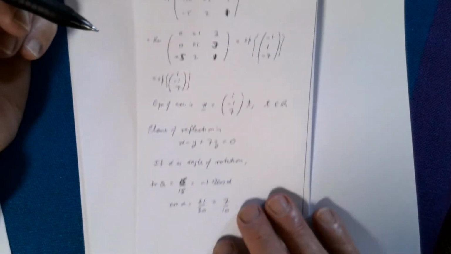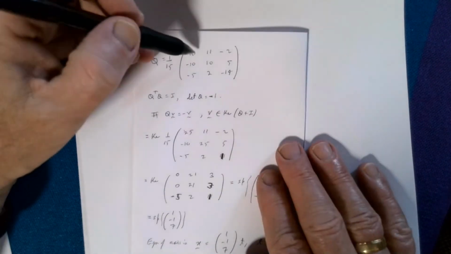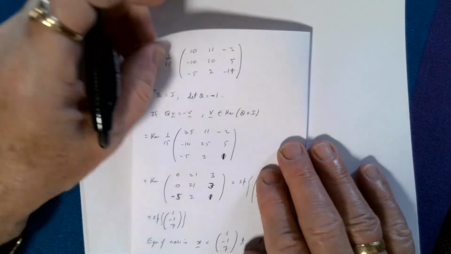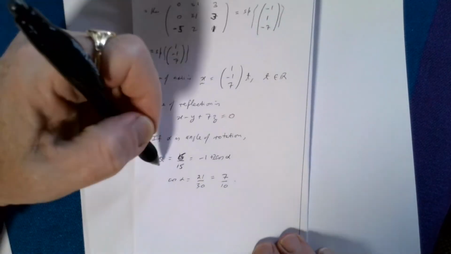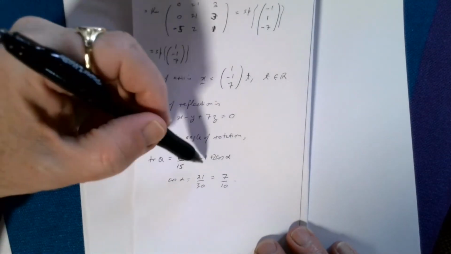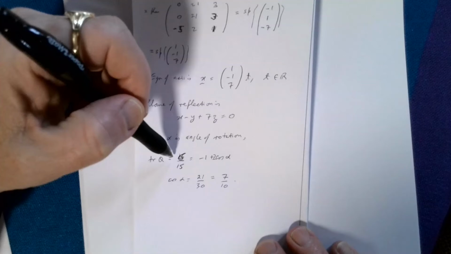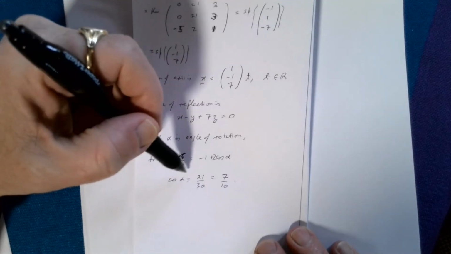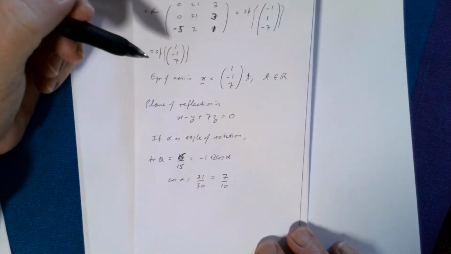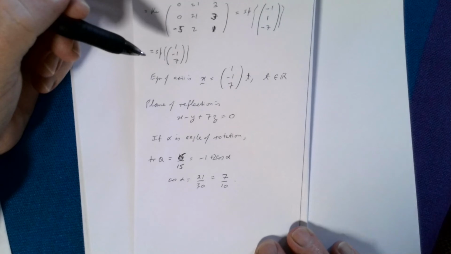And the angle, we need to go back and get the trace. The trace of Q is 6 on 15, which is minus 1 plus 2 cos alpha. Take this across, you get 21 on 15 divided by 2, which is 21 on 30, and I just divided top and bottom by 3. So cos of alpha is 7/10, and it's unique up to sign.